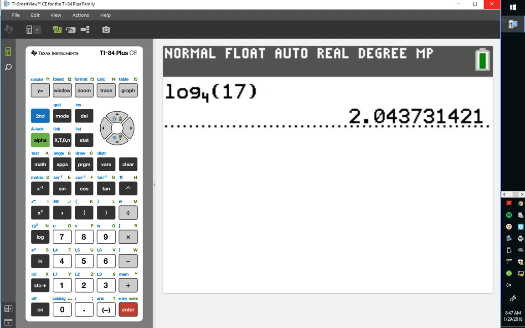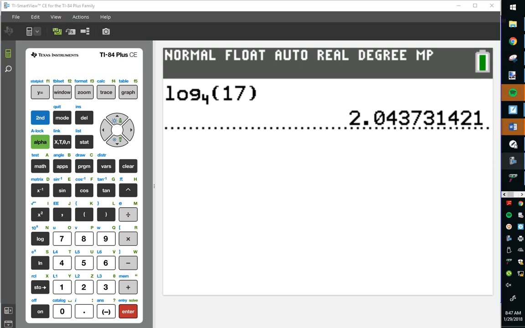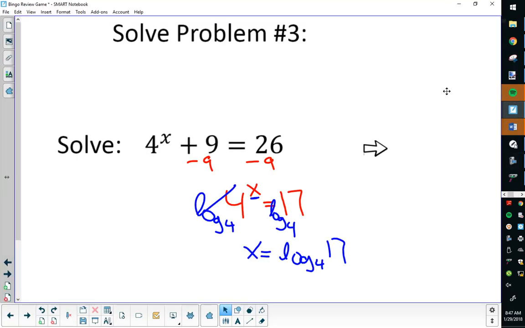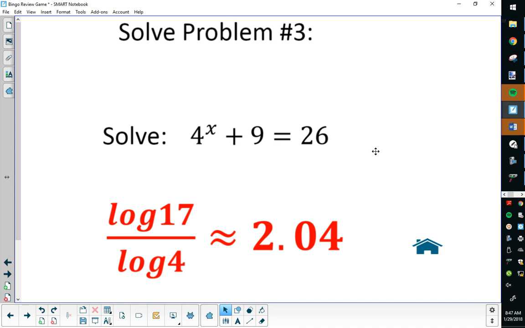That's my answer, 2.043 or 44. And we knew it was going to be close to that because we knew 4 squared was 16. It needed to be just a little bit bigger. So x is equal to 2.044. Questions on that one?